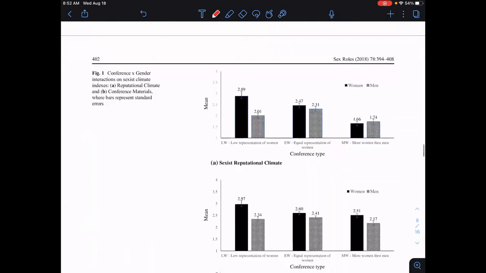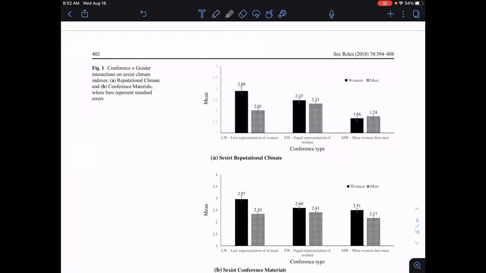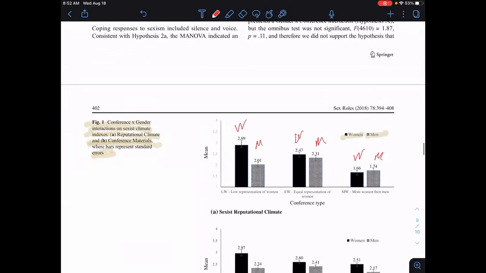Now, I'm going to skip down and look at the graphs, because now we have conference by gender. Notice I'm looking right at the descriptive statistics, the simple stuff, not even the inferential statistics yet. And I'm saying, well, what's happening here? Women and men. So this is women and this is men. And when I have articles, I draw all over them like this. And what is their perception of sexist reputational climate?